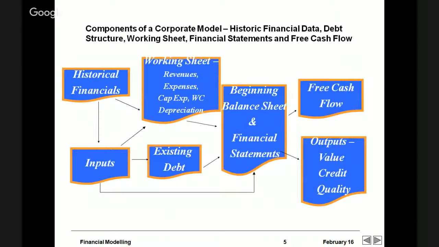So the historical financials are the base that will give you the platform to understand what we are going to do in future for the betterment of the company. The historical financials will basically give you inputs. Those inputs will move you towards a working sheet, where we start understanding the revenue, the expenses, the capital expenditure, the working capital, and depreciation. These terms are not something new to us. These are very common, and they help us understand the company's working model.